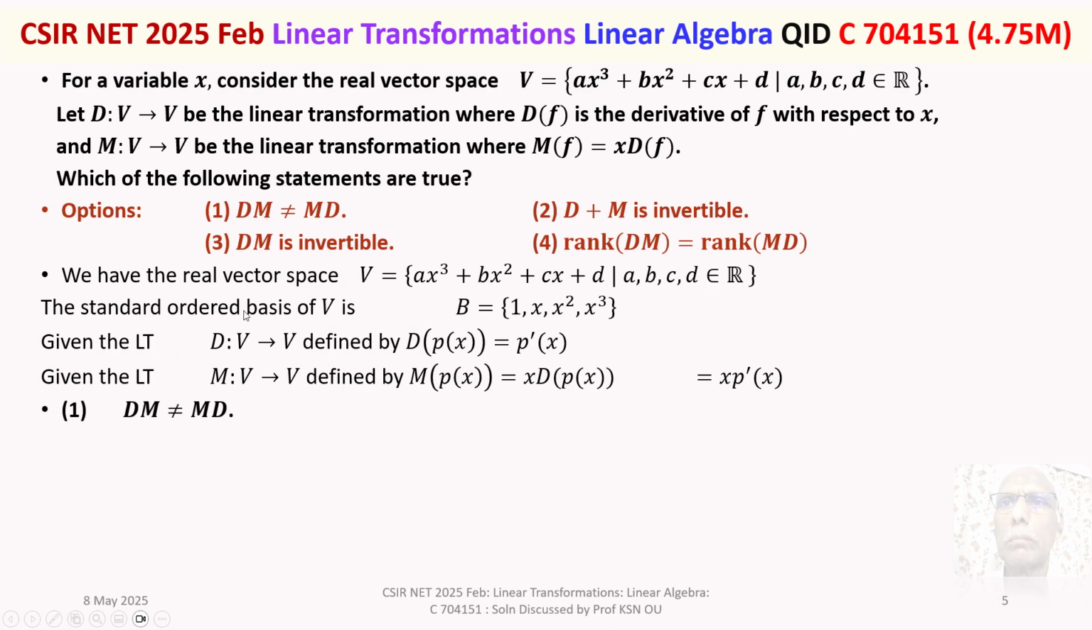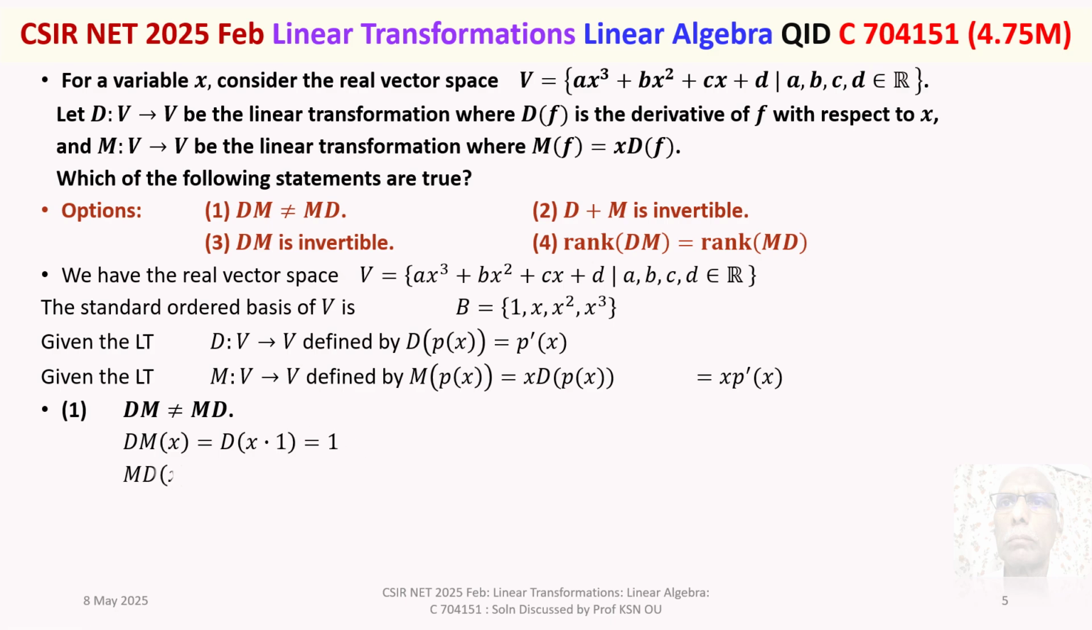Now let's take up option 1. Is DM equal to MD? That's the question. Now DM of x means D of M of x. What is M of x? M of x is x times p prime x, that is x into 1. D of x is 1.